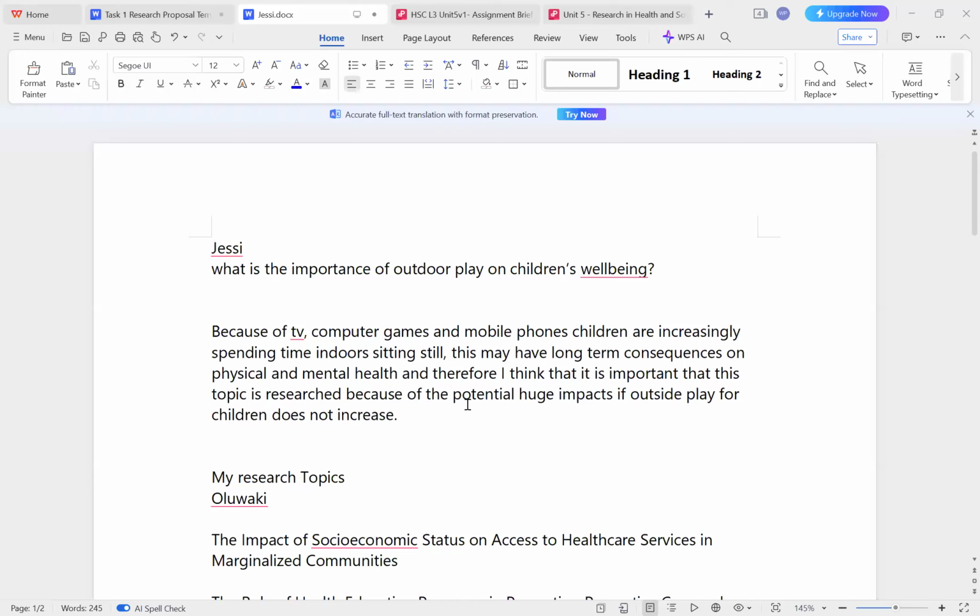So I've just copy pasted these topics, for instance, the impact of outdoor play on children's well-being. So as research, Jesse, if you've done this, very good. Now you have to let us know if you're doing it as primary research, or would you be using a report instead? So this is your task next.